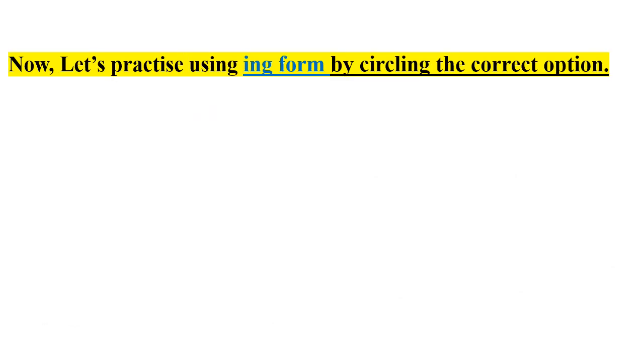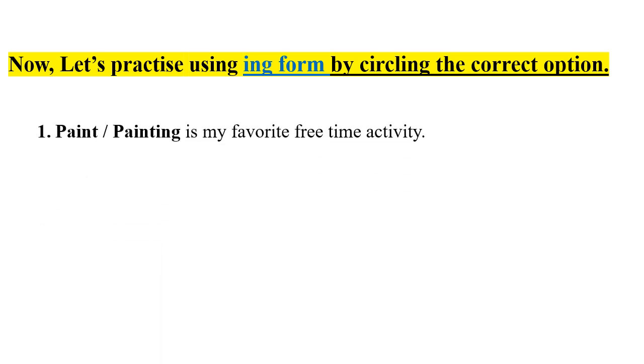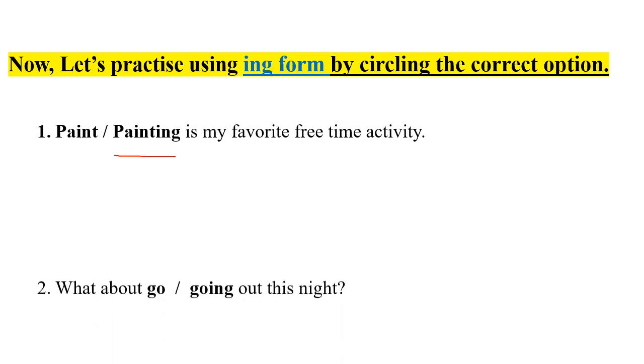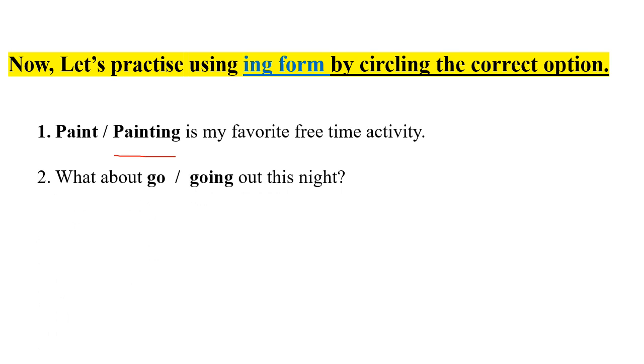Now, let's practice together using the ing form by circling the correct option. 1. Paint, painting is my favorite free time activity. What is the correct option here? Of course, painting is the correct option. Why? Because it comes as the subject of the sentence at the beginning of the sentence. 2. What about going out this night? What is the correct option here? Of course, the correct option is going. Why? Because it comes after the expression what about.